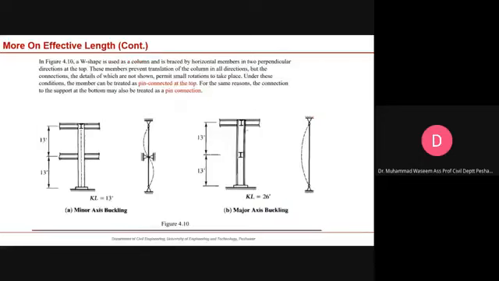Now, as I told you, a member can be braced along the weaker axis, or along the minor axis, because we have a load. We have a wide flange section, this section.